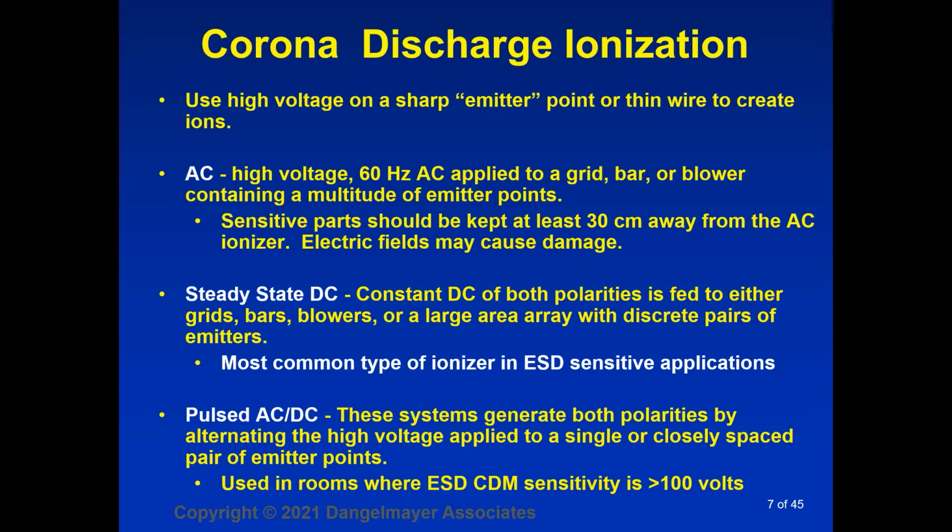Now, there's another type of DC ionizer called a pulsed AC or pulsed DC ionizer. And these systems generate both polarities by alternating the high voltage from positive to negative. And typically, the high voltage is applied to either a single or a closely spaced pair of emitter points. And it's most often used in rooms. These types of systems will move ions greater distances than the other types. We'll talk about that in a moment. So it's used in rooms where the ESD CDM sensitivity is greater than 100 volts. We don't use it in very sensitive situations.